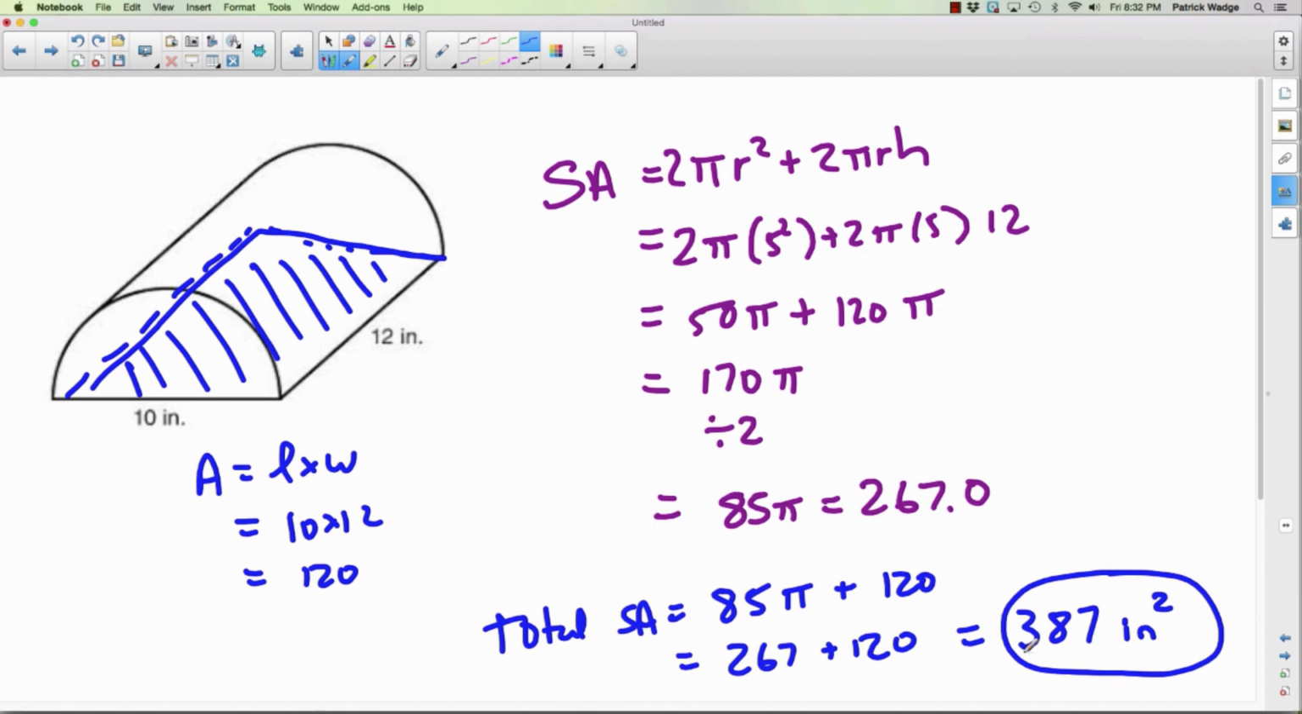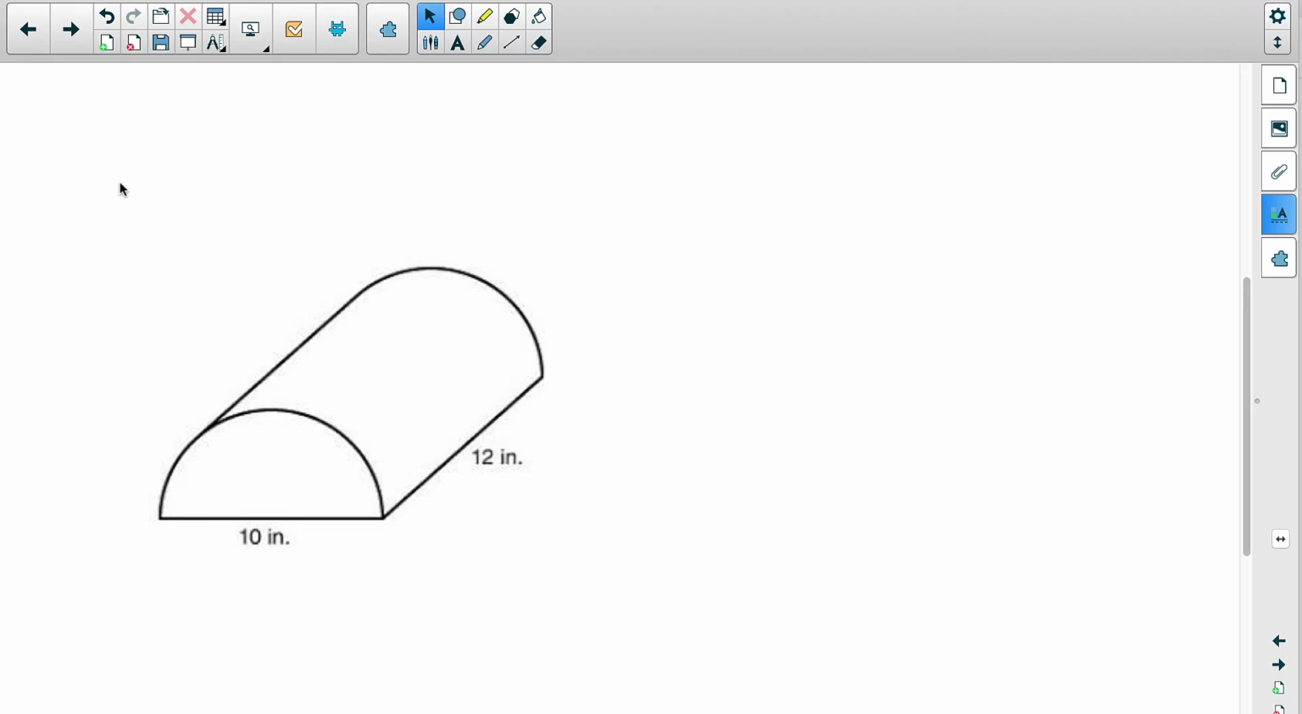Okay, pretty tricky question. That's a thing about surface area. When you cut stuff and you're doing volume, all it does is divide by 2 or whatever. But with surface area, it exposes new surfaces, and so it means you have to take that into account. All right, there you go. That's the end of surface area of cylinders.